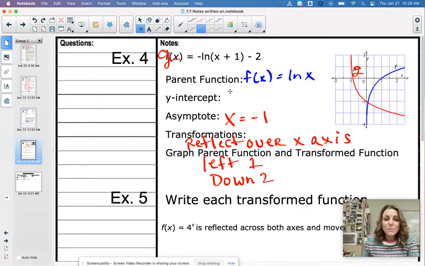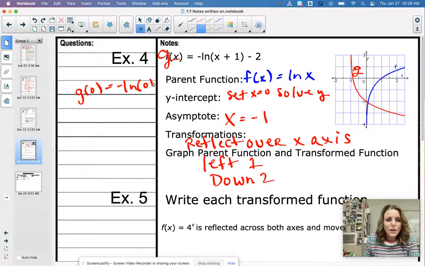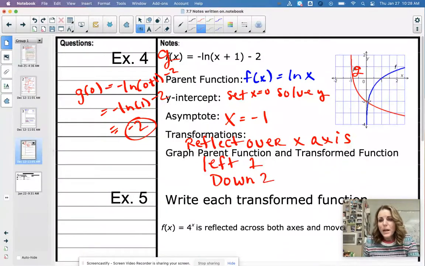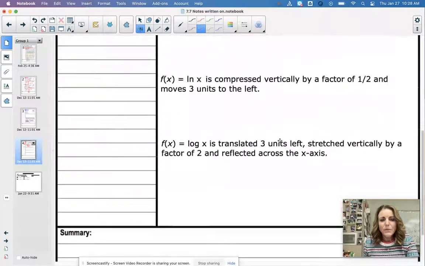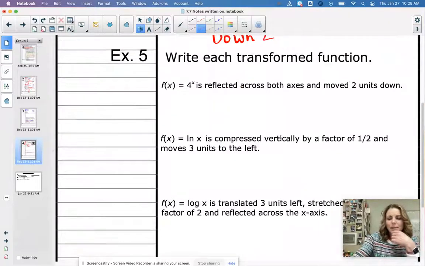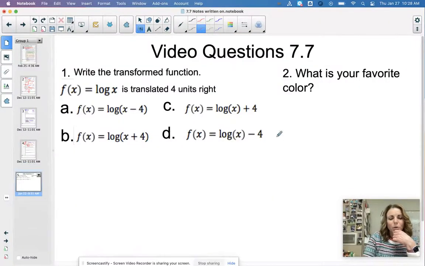The y-intercept, we're going to set x equal to 0, and we're going to solve for y. G of 0 is -ln of 0 plus 1 minus 2. Then ln of 1 is 0, and so the y-intercept is -2. And you can see that right there. Example 5, we're going to do in class, and there are your video questions.